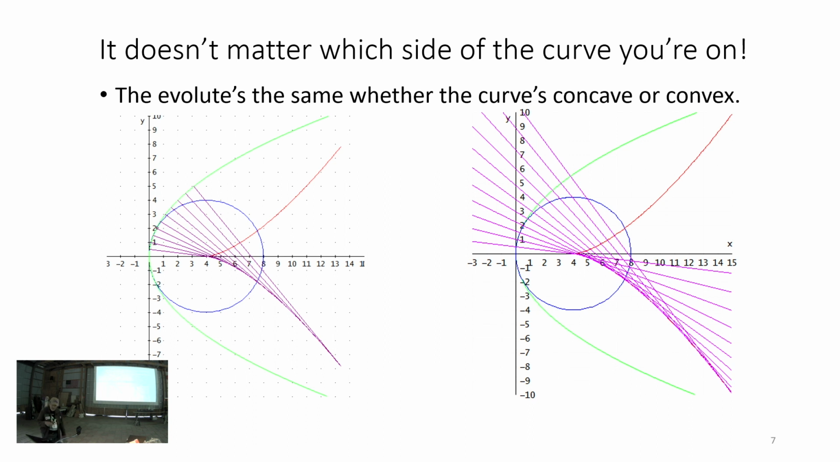I'd like to call to your attention the fact that the evolutes are identical. Same surface, same evolute. The circle in the middle is the best circular fit to the parabola at its apex. Okay, so whether we draw these lines from the right or the left doesn't much matter. We can get an evolute either way.